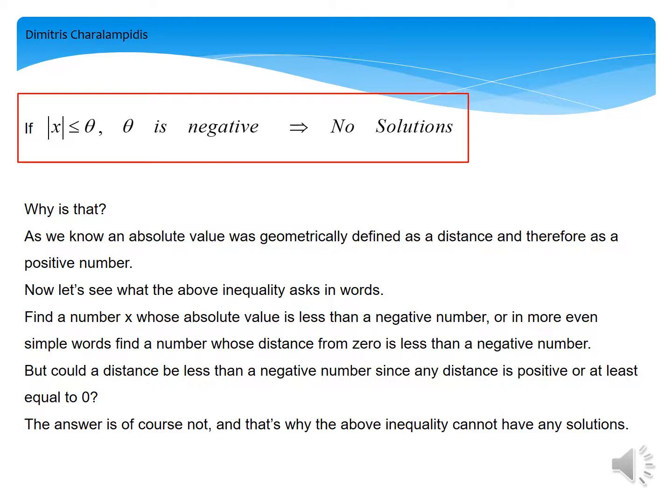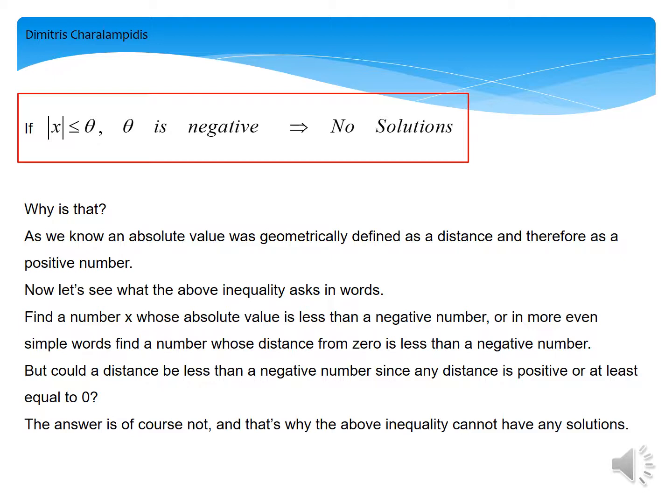But why is that? As we know, an absolute value was geometrically defined as a distance and therefore as a positive number. Now let's see what the above inequality asks in words. Find the number x whose absolute value is less than a negative number, or in even simpler words, find the number whose distance from 0 is less than a negative number.